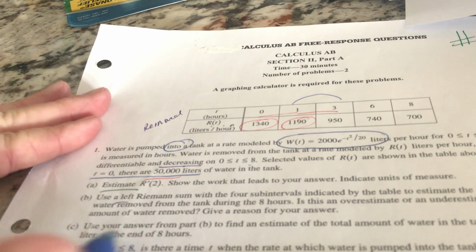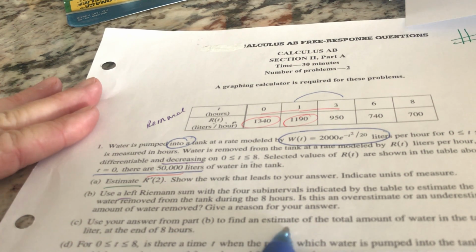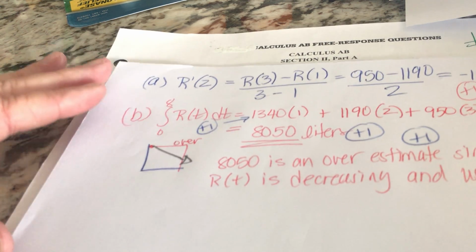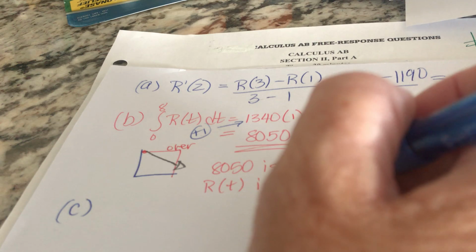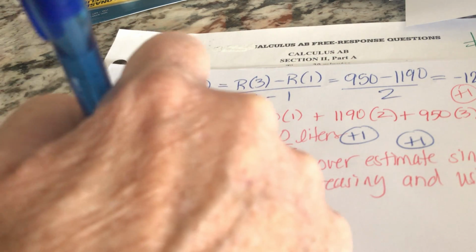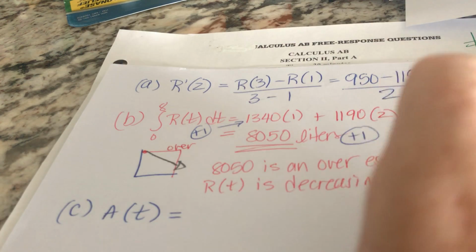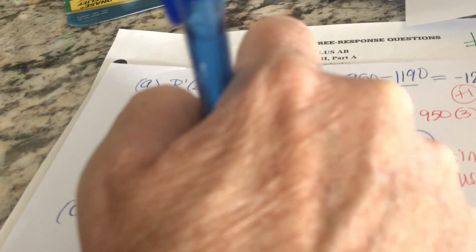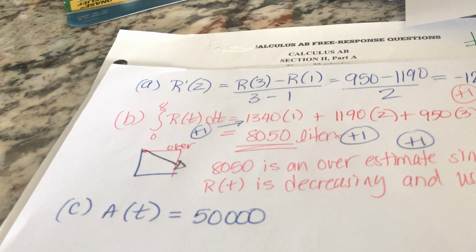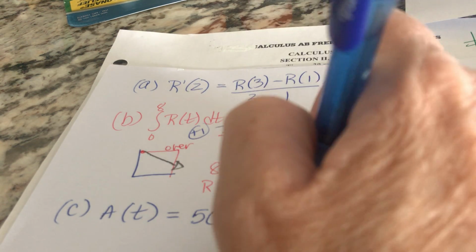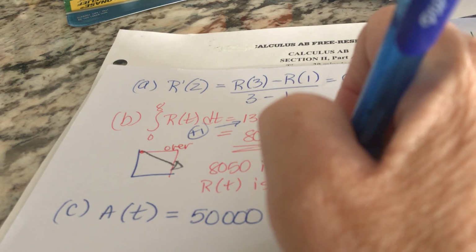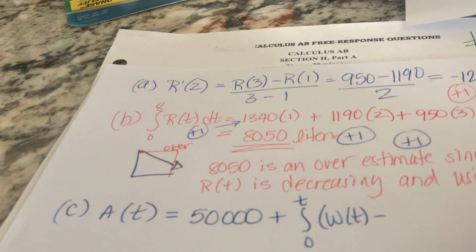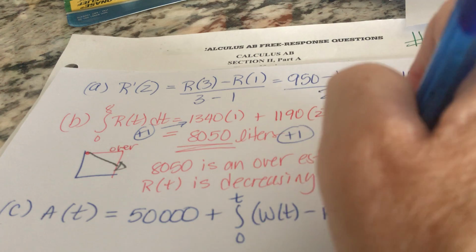Part C says use the answer from part B to find an estimate of the total amount of water in the tank to the nearest liter at the end of 8 hours. So they gave us information about the rate going in and the rate going out. To find the amount of the water, I'm going to use a new function A of t. It's going to take into consideration that there was that 50,000 at the beginning. Can't forget that. And then we're going to go 0 to t of W of t minus R of t dt.